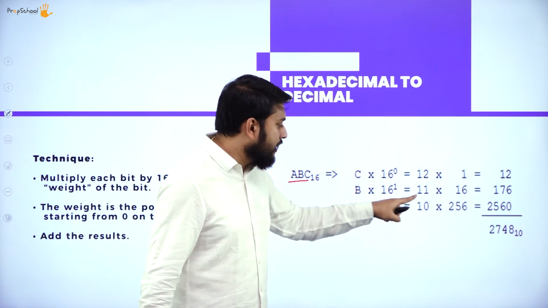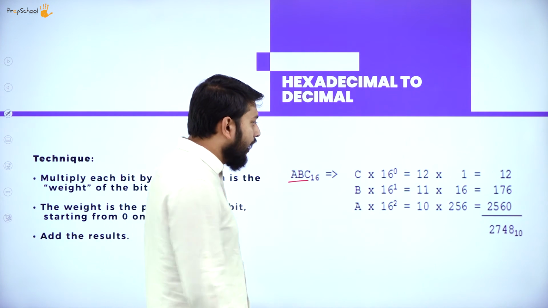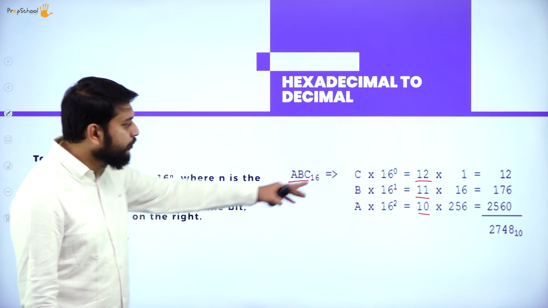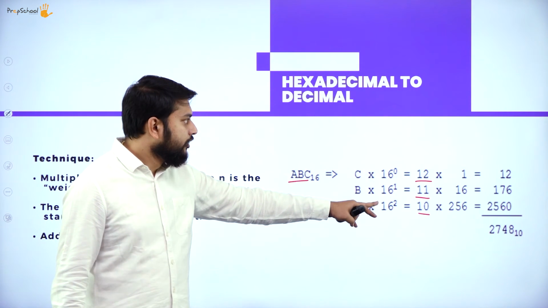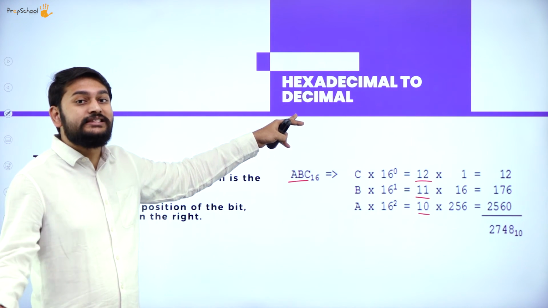So 11, I will write that. What is the value of A? I have 10. First I'll write that. Fine. I've written 12, 11, 10. I got it. Then please understand why I have written this. Because I'm converting it from hexadecimal.